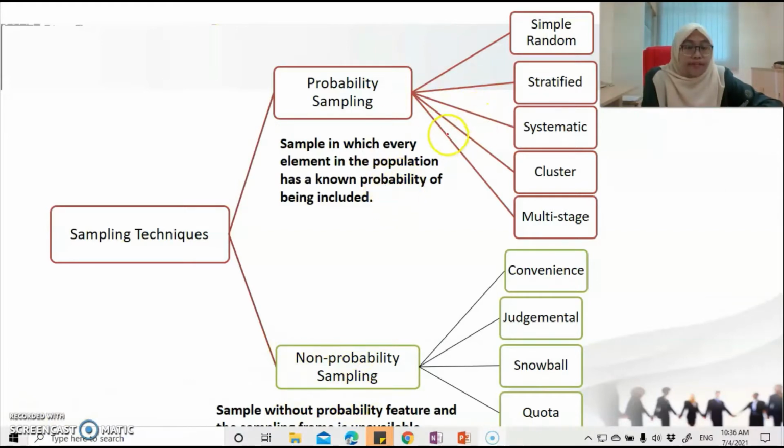There are 5 techniques in probability sampling. The first one is simple random, and then we have stratified sampling. Next, we have systematic sampling, as well as cluster sampling, and the last one is multistage sampling. As for non-probability sampling, there are convenience sampling, judgmental sampling, snowball sampling, and quota sampling.